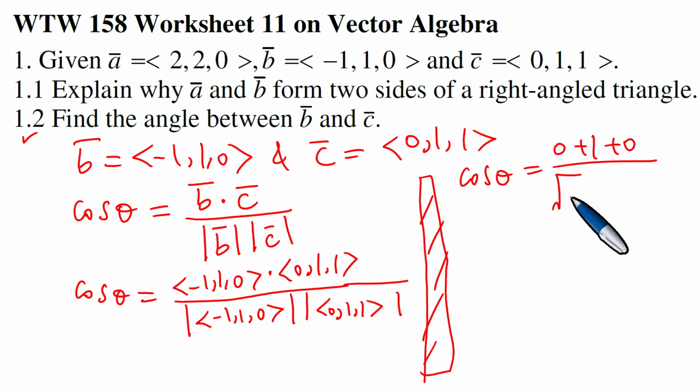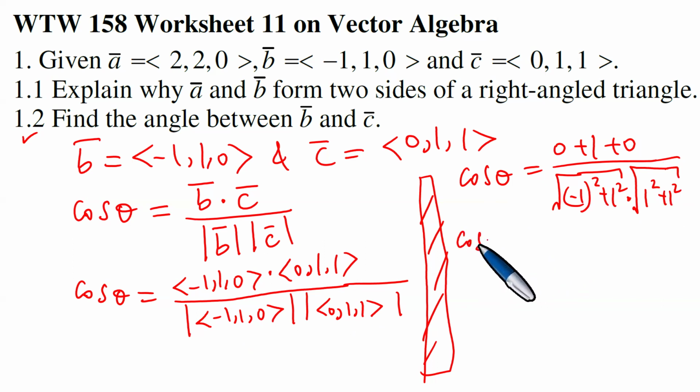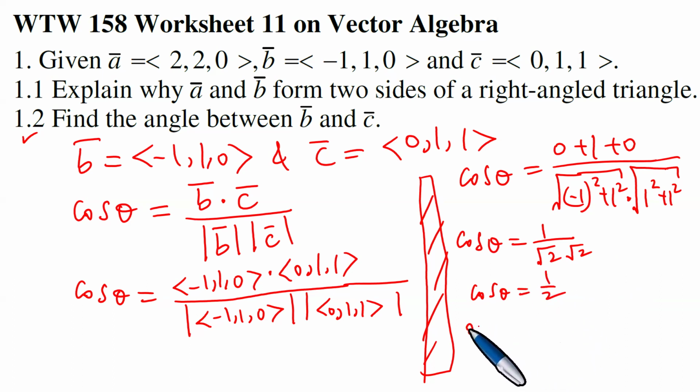With the length here, we therefore have the square root of minus 1 squared plus 1 squared, like so. And we have the square root as well of 1 squared plus 1 squared. And this means that we have cosine theta, which is 1 divided by the square root of 2 times the square root of 2, like so. And this means that cosine theta equals 1/2, and therefore the angle theta equals arc cosine of 1/2.